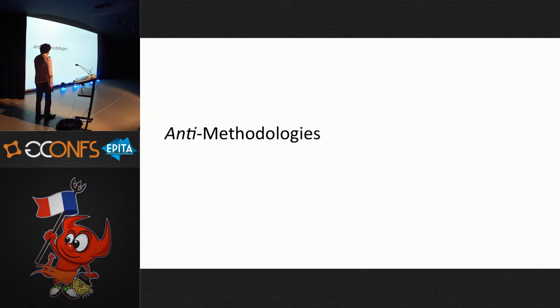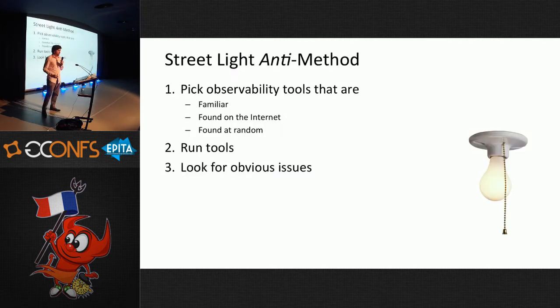Some anti-methodologies to start with so that you can understand methodologies. And the first would be what I call the streetlight anti-method. And this comes from a parable about a drunk who's looking for his keys under a streetlight. And a police officer finds the drunk and asks, "What are you doing?" And he says, "I've lost my keys, I'm looking for them." And the police officer asks, "Did you lose them under the streetlight?" And the drunk says, "No, but that's where the light is best."